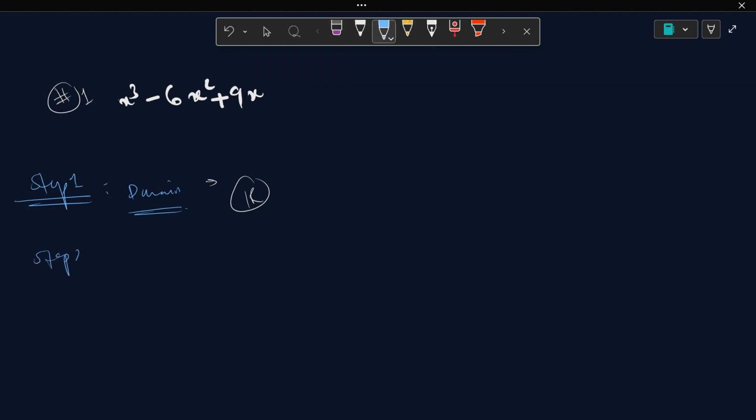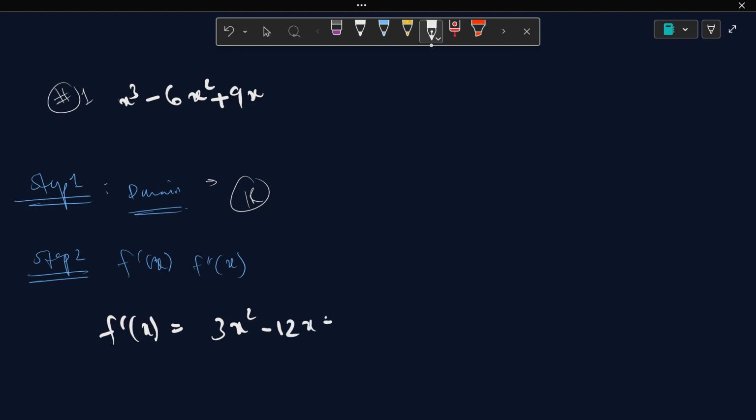What is our step 2? Step 2 is always to differentiate the function, so figure out the first derivative and also the second derivative. Let's perform step 1 and step 2. I'm going to differentiate the expression given over here. I get f prime equals 3x squared minus 12x plus 9. Now I'm going to take the second derivative, so the derivative of this f prime. That gives me 6x minus 12. So now I have my f prime and my f double prime.